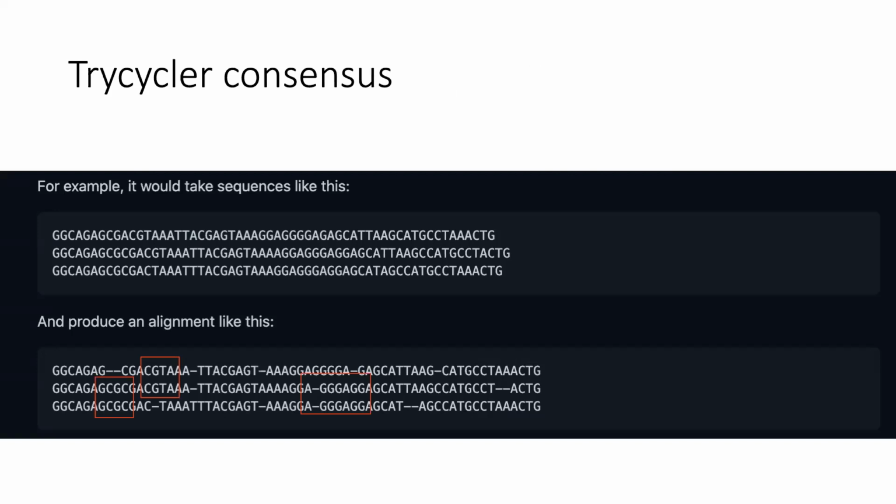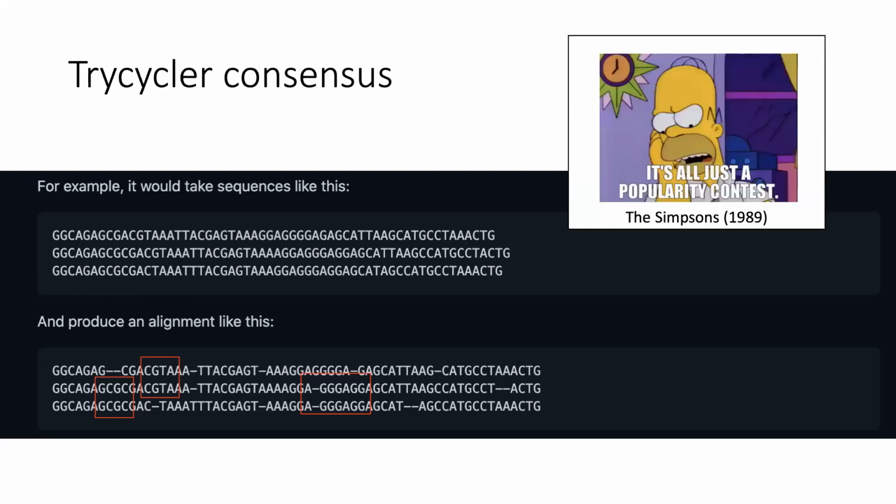If there's a tie in the assembled sequences, it does go back to the FASTQ reads and uses that as the tiebreaker. So yes, it is all just a popularity contest. And so that's how Trycycler works. It takes a bunch of assemblies, it aligns them together, it notices their differences, and then uses the most common sequence, and it goes with that.